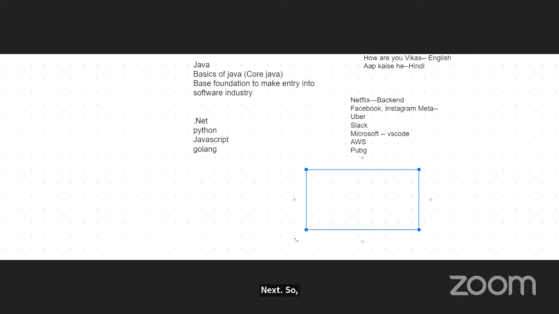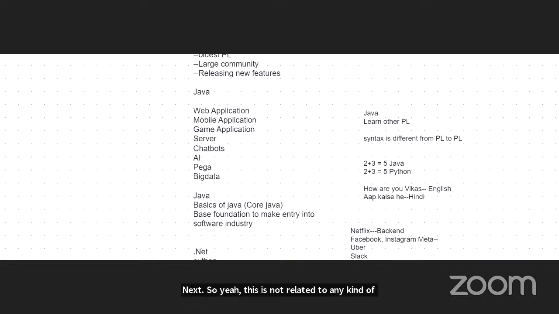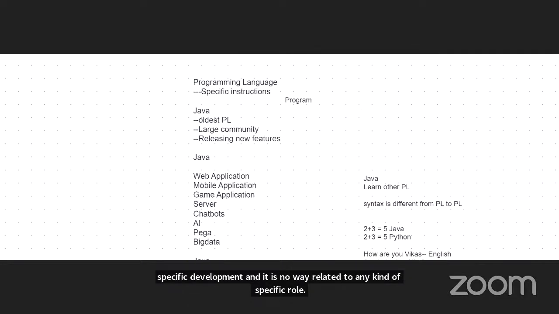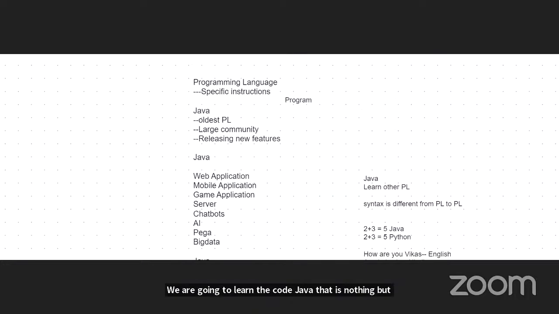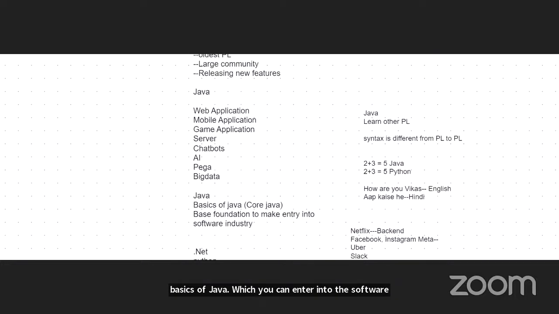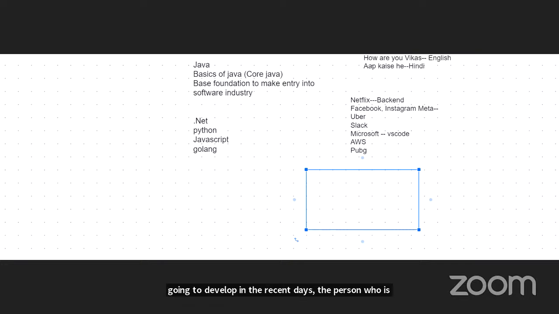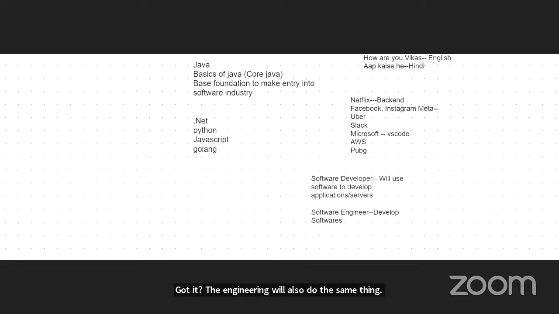Next. So here, this is not related to any kind of specific development and it is in no way related to any kind of specific role. We are going to learn core Java, that is nothing but the basics of Java, with which you can enter into the software industry and into any of these domains and any of these roles. Got it? And some people say that in recent days, the person who is going to develop the code is going to test and deploy the code. Got it? The engineer will also do the same thing. Right.